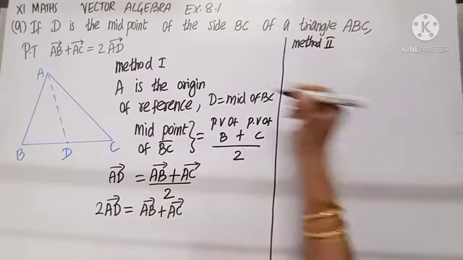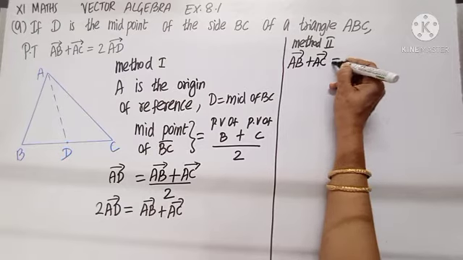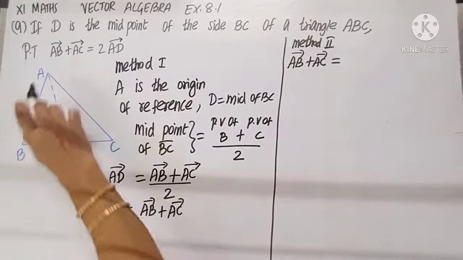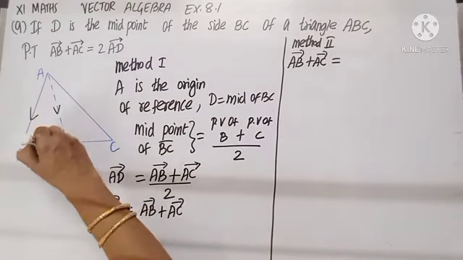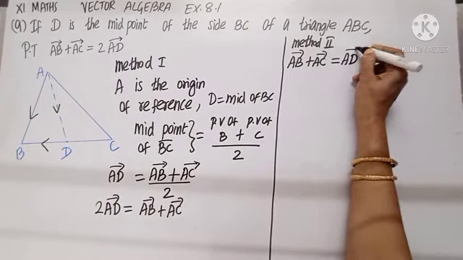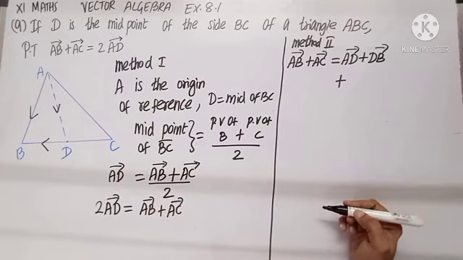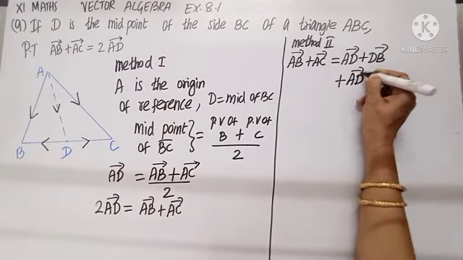How am I to prove it? What is the LHS? It is the AB vector plus the AC vector. My question in the RHS is AD. So write AB in terms of AD. How to write the AB vector? It is the AD vector plus the DB vector. In the same way, how to write the AC vector? AD plus DC. So I will write it as AD plus DC.